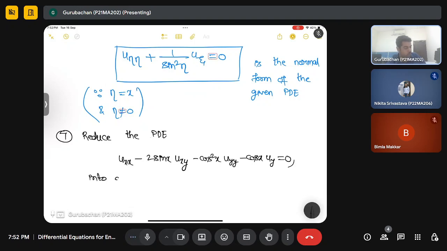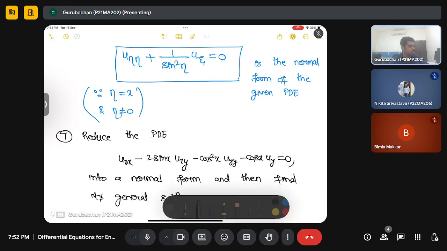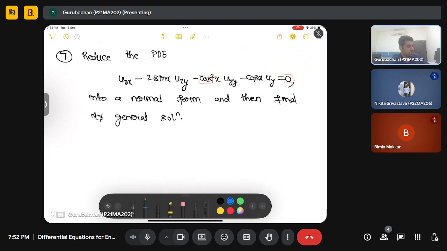into the normal form, and then find its general solution. So try this one, then we will discuss it.